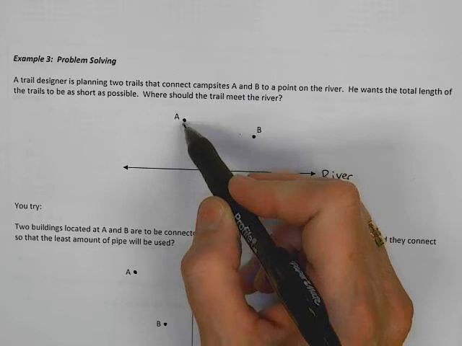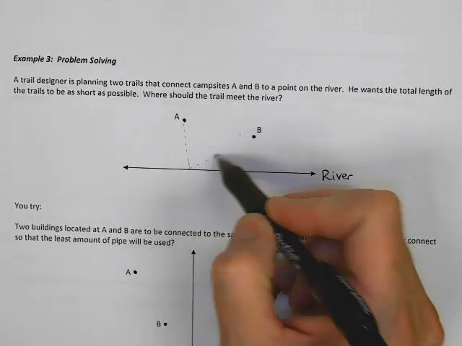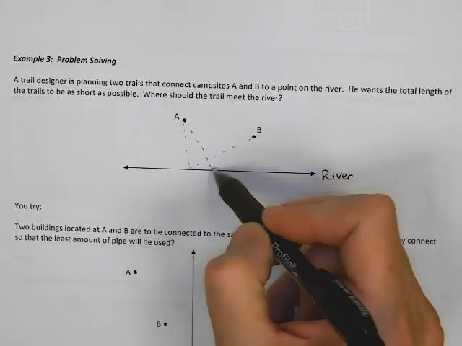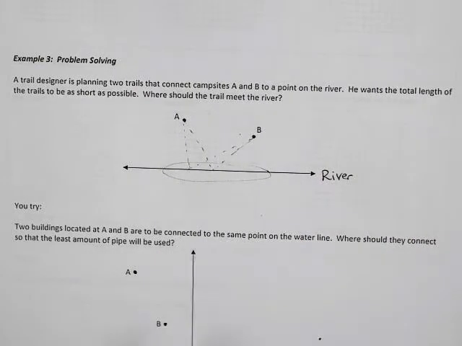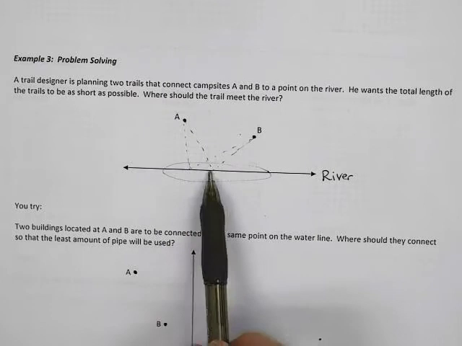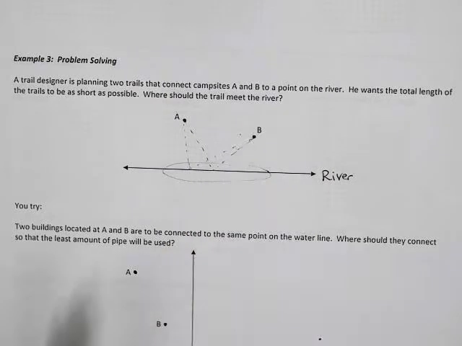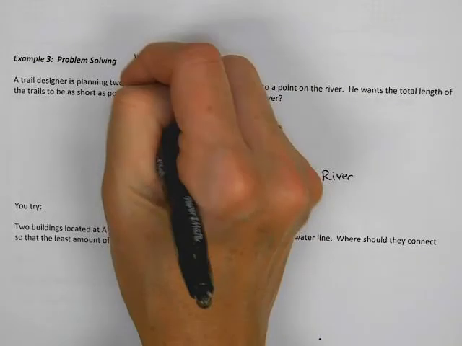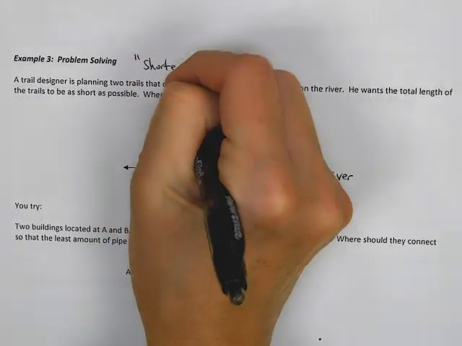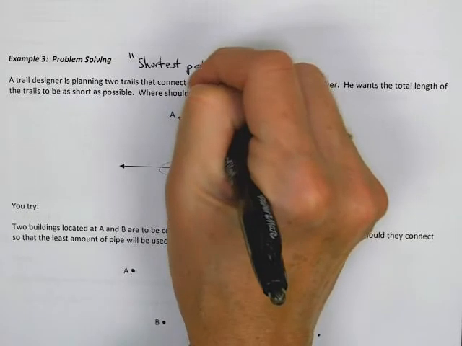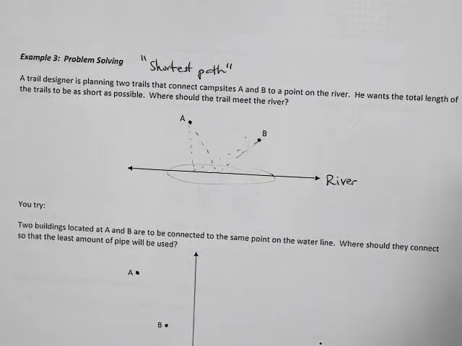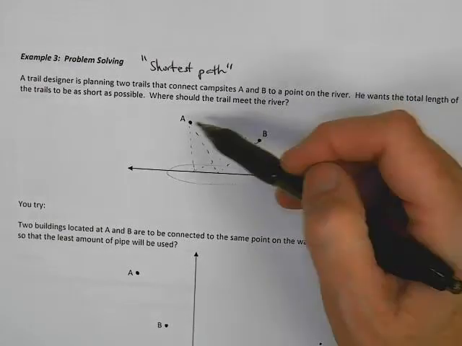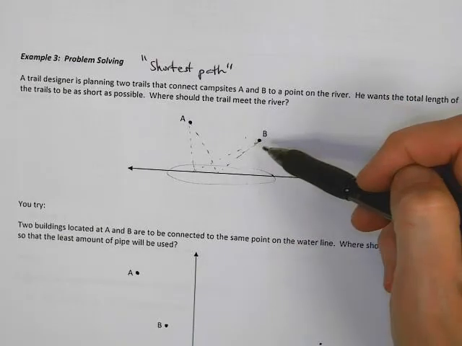So the question is, should he go here and then to B? Should he go here and then over to B? So where is it exactly that he should walk to on the river and then go to point B to make the shortest path? So that's what these problems are all going to involve, kind of looking for that shortest path. So there's a real easy strategy. All you really need to do is to reflect one of these points over the line. So you can choose A or B. I'm going to use B.